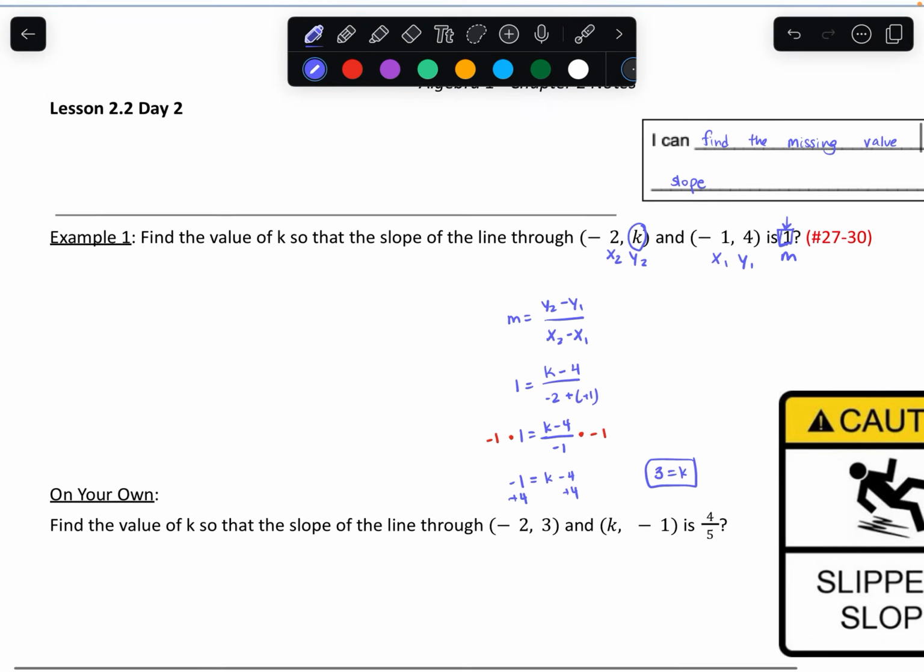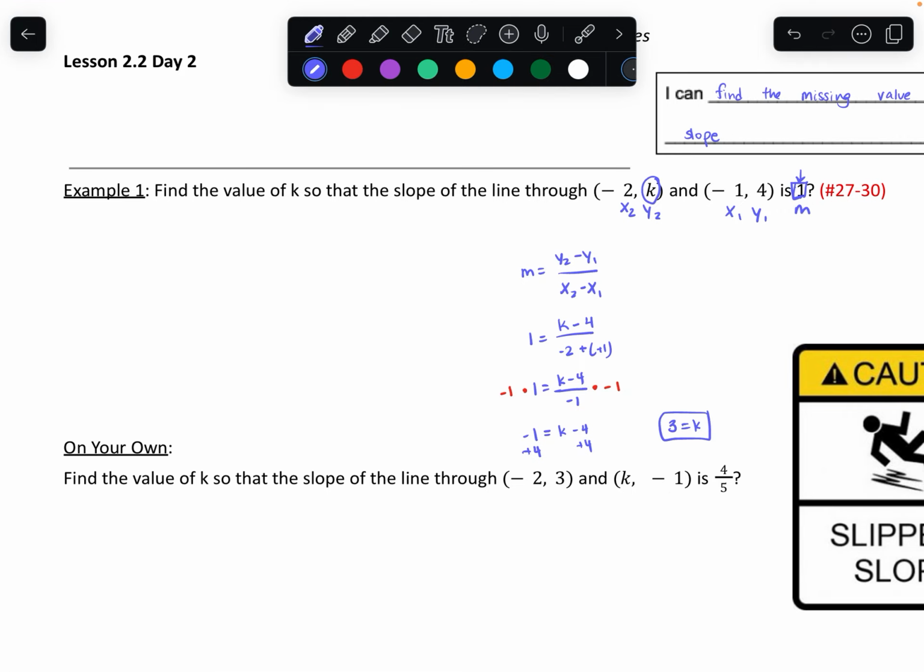Okay? So now try the next one on your own. You're going to have to use something called cross multiplication. Let's see if you remember. We'll go over it after a little bit, but why don't you guys try to do this on your own first.